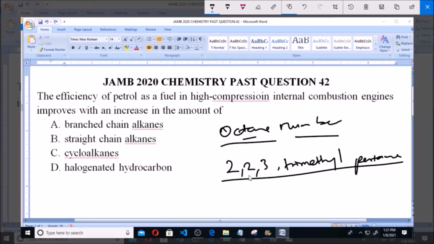Now, 2,2,3-trimethylpentane is a branch chain alkane. So the efficiency of petrol actually increases, or the octane number of petrol increases, with an increase in the number of branch chain alkanes, and that is option A. So option A is the correct answer to this question.